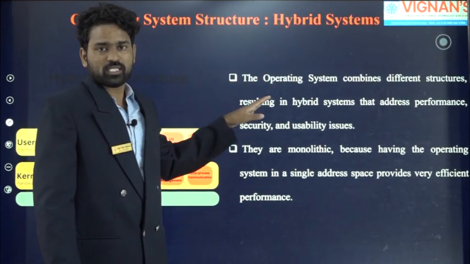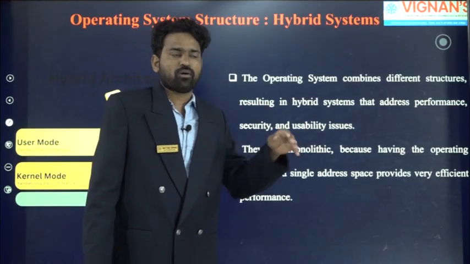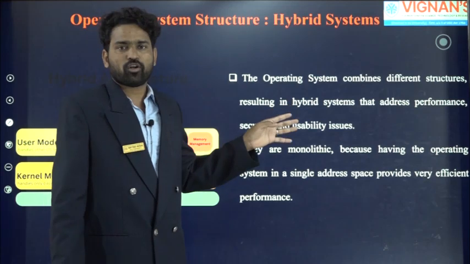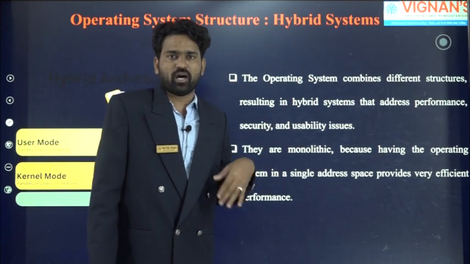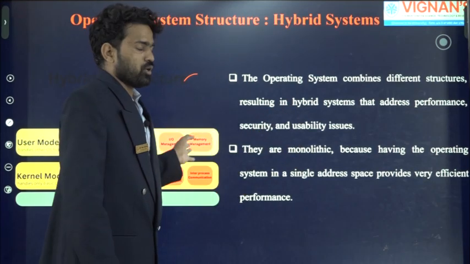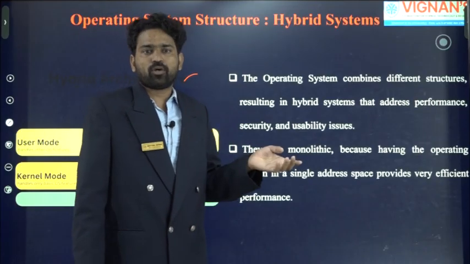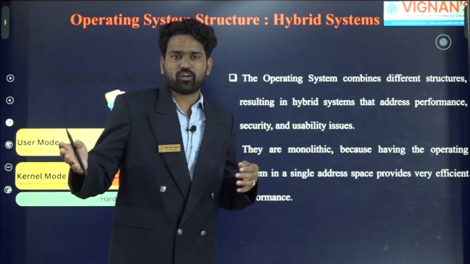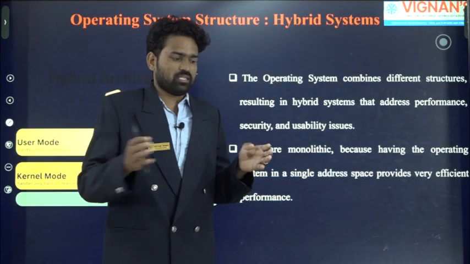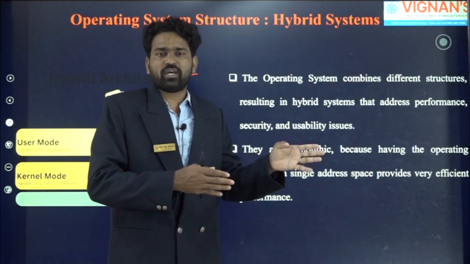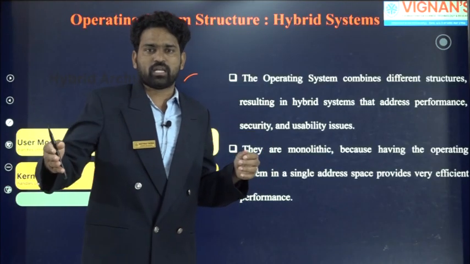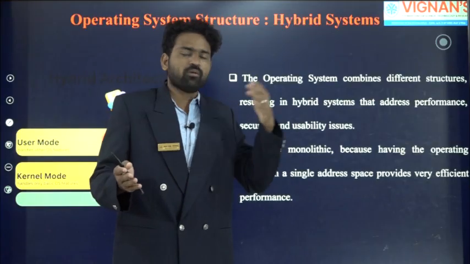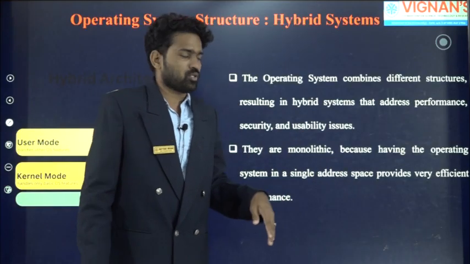Using the hybrid system, we will have the benefits of both structures. For example, if we take layered and microkernel, whatever properties we have will be applicable for both. For example, in the layered approach we face some difficulties, but when it comes to the microkernel, we are not facing these difficulties. So these difficulties will be rectified with the microkernel. Whatever issues we face in the microkernel will be rectified with the help of the layered approach.